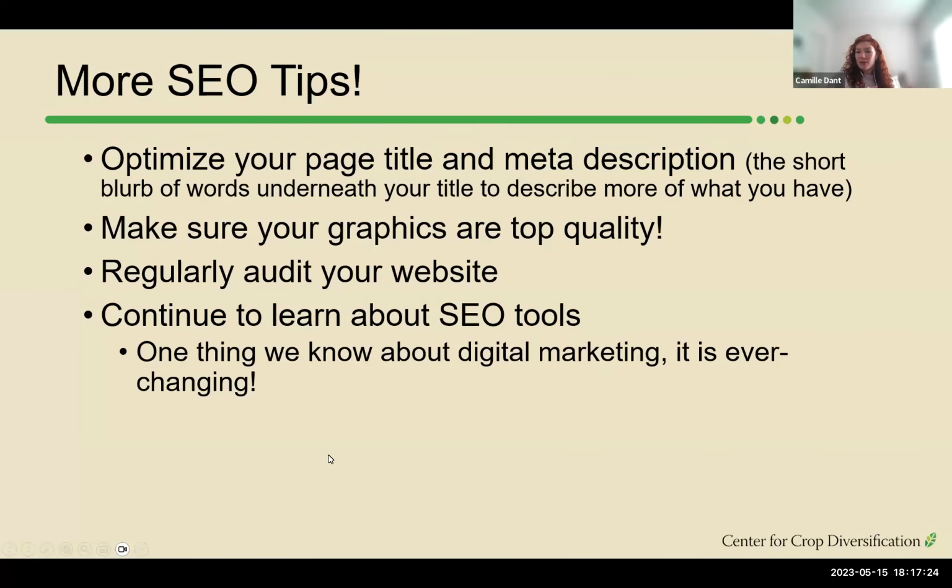And then some more SEO tips. To optimize your page, you want to optimize your page title and your meta description. And when I read meta description, I was also like, what? I don't know what that means. But meta description is essentially that short blurb of words that comes underneath your title to describe more of what you have to offer. So your title is usually your URL name or your website's name, and then it goes into that description underneath. When you look at a search bar before you've clicked any websites, you have that bold title and then all those little words underneath. That's that meta description.